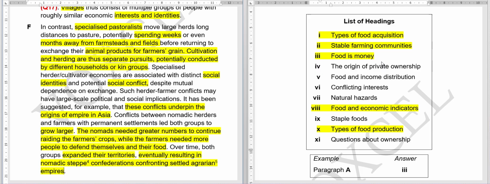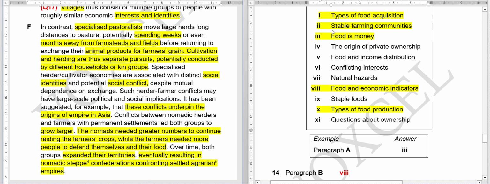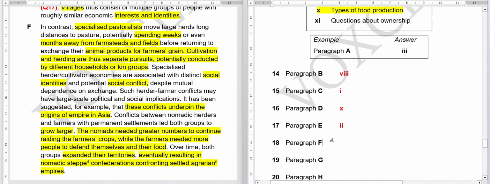Okay, time's up, and let's read the options together. Fourth, one, two, three, it's already done. The origin of private ownership, no, this cannot be our answer. Five, food and income distribution, is there any mention of this? No. Conflicting interest, is there any mention of two different interests? Yes, this is our answer. Let me mark here. Sixth option.